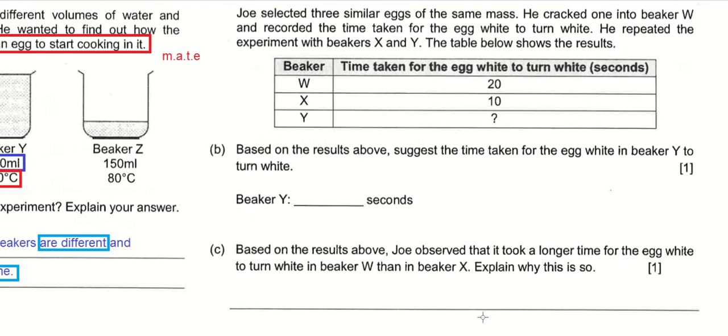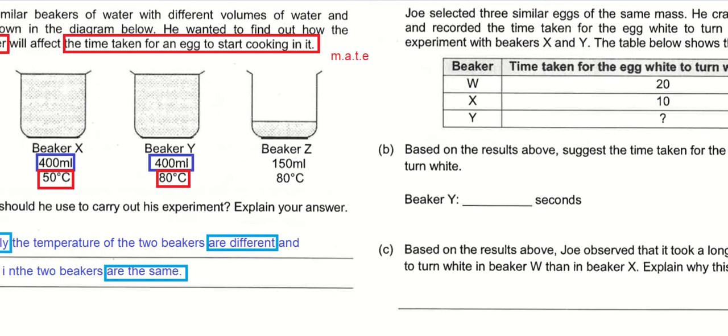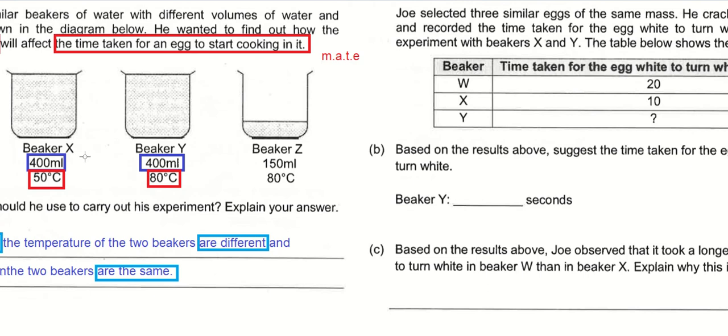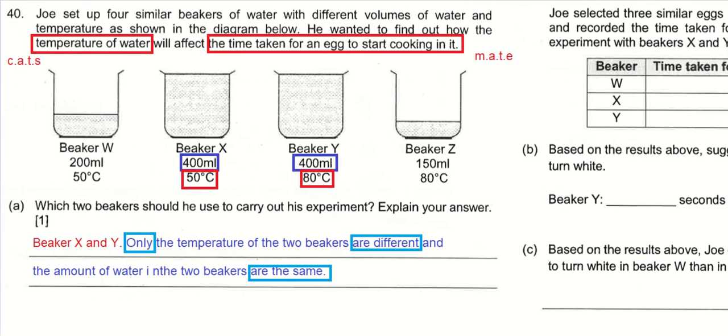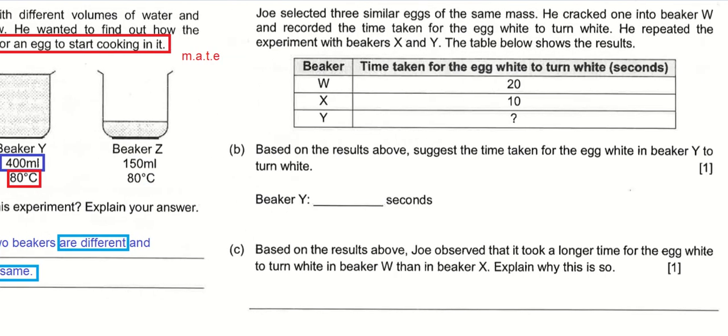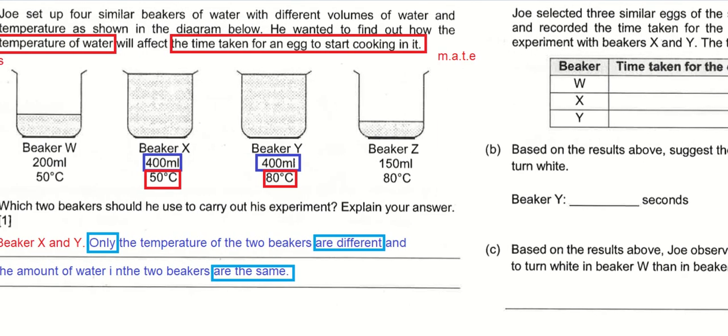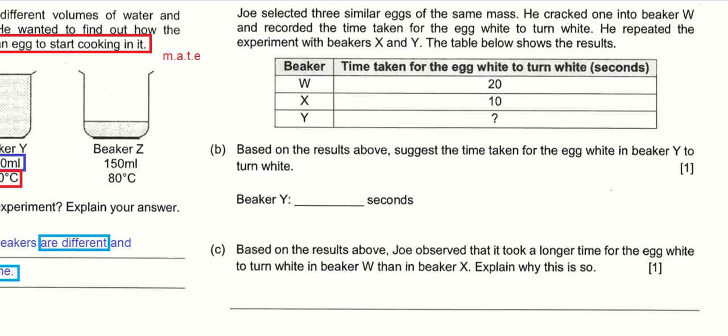Next, look at the next one. Joe selected 3 similar eggs of the same mass. He cracked one into beaker W and recorded the time taken, and then he repeated with X and Y. If you look at this, W has the least amount of water. Look at W, 200 ml, 50 degrees. If you want to take down some notes, you can put W has 200.